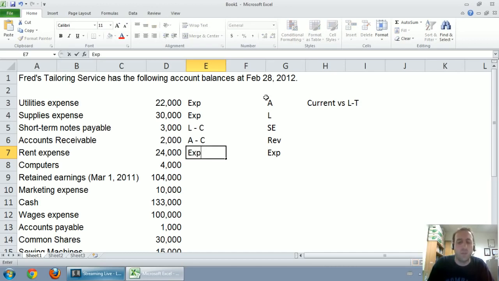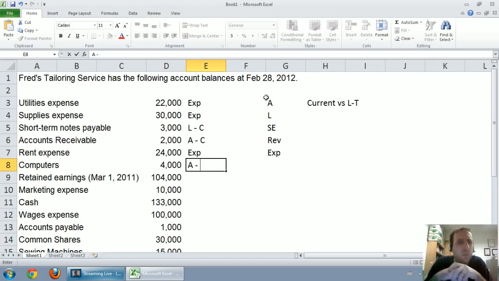Rent expense, well, it's there in the name, it's an expense. Computers are indeed an asset. They're something that's owned and controlled by a company that's good for the company. Those are assets. You might think to yourself, computers are very short term. You know, I buy a computer, I have to buy a new one soon thereafter.